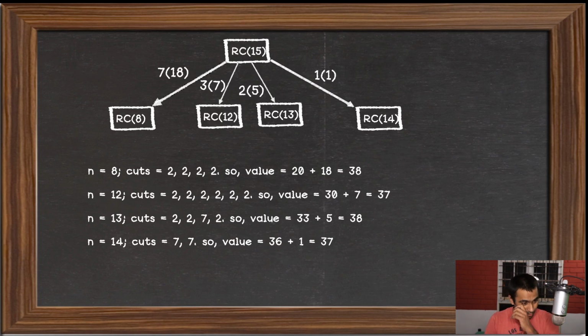So this is the best way we can cut this rod. We see that this rod cutting problem exhibits the optimal substructure property, because we are able to calculate the optimum solution by calculating the optimal solution for its subproblems.